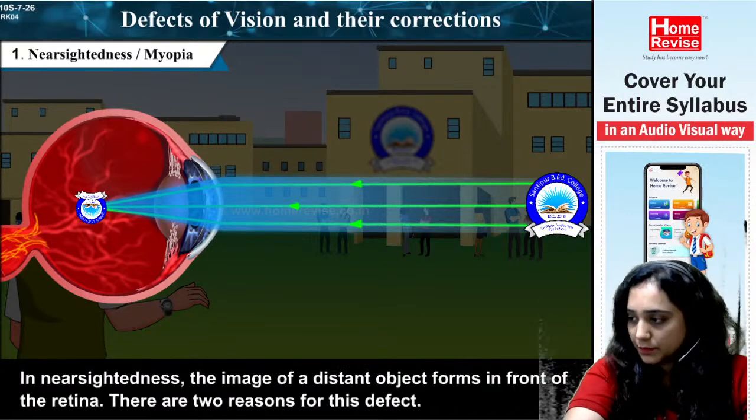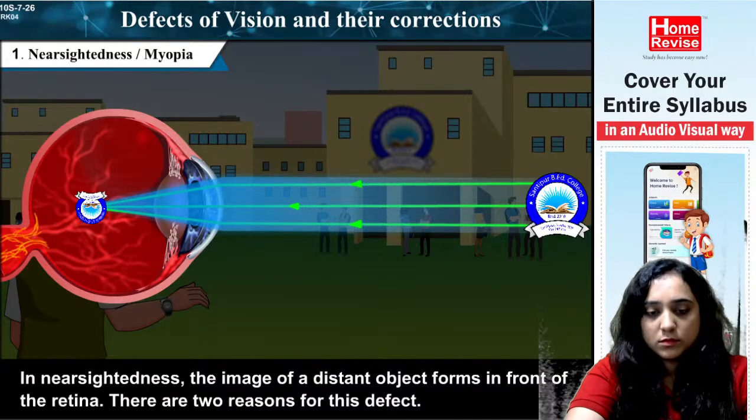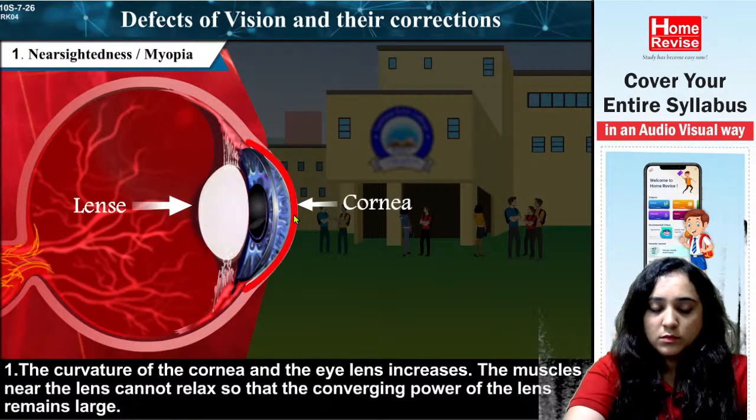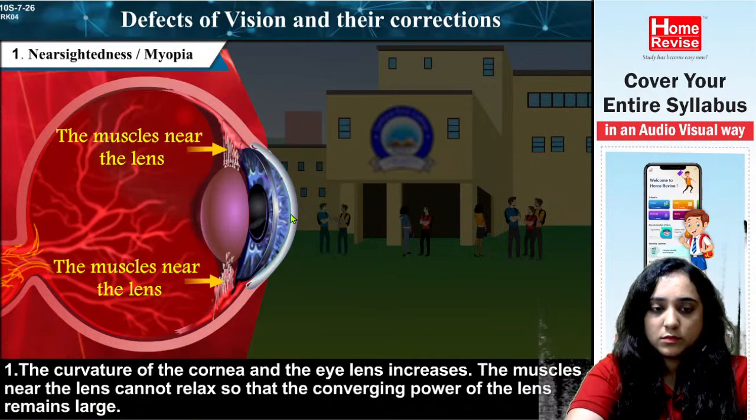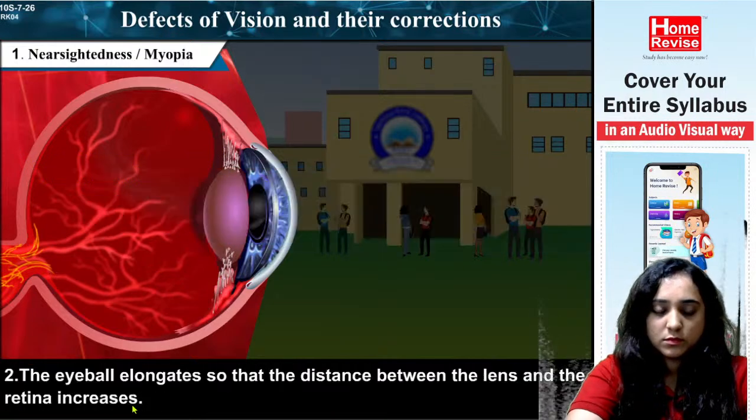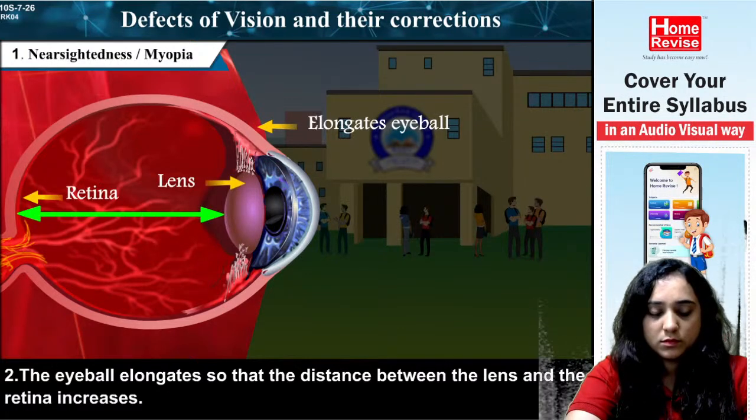Let's see. In nearsightedness, the image of a distant object forms in front of the retina. There are two reasons for this defect. One, the curvature of the cornea and the eye lens increases. The muscles near the lens cannot relax, so the converging power of the lens remains large. Two, the eyeball elongates so that the distance between the lens and the retina increases.